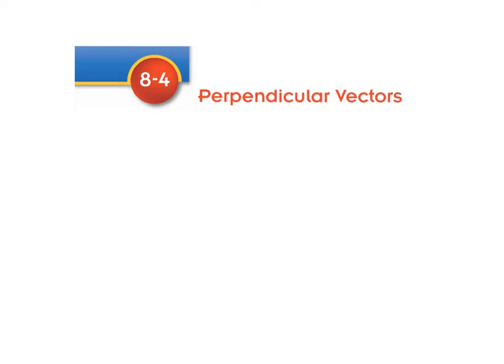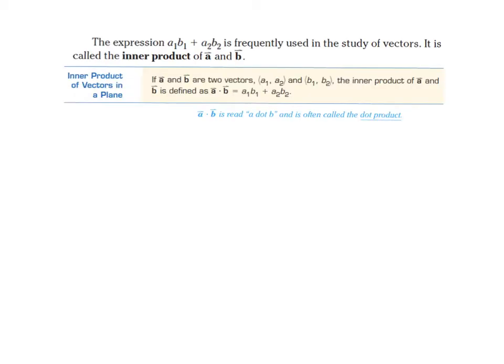This week, we are learning chapter 8.4, perpendicular vectors. Before we start proving that two vectors are perpendicular to each other, we're going to start with the inner product, or you can say the dot product.